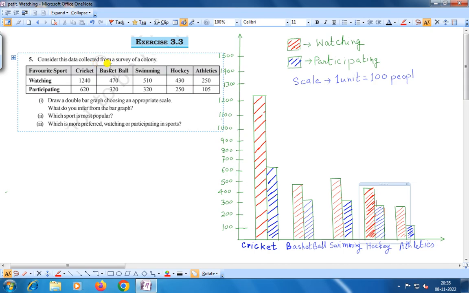Consider this data collected from a survey of a colony. Favorite sport is watching and participating. Cricket 1240 and 620. Basketball 470 and 320. Swimming 510 and 320. Hockey 430 and 250. Athletics 250 and 105. Draw a double bar graph, choosing an appropriate scale. What do you infer from the bar graph? Which sport is most popular? Which is more preferred, watching or participating in sports? Let us take.